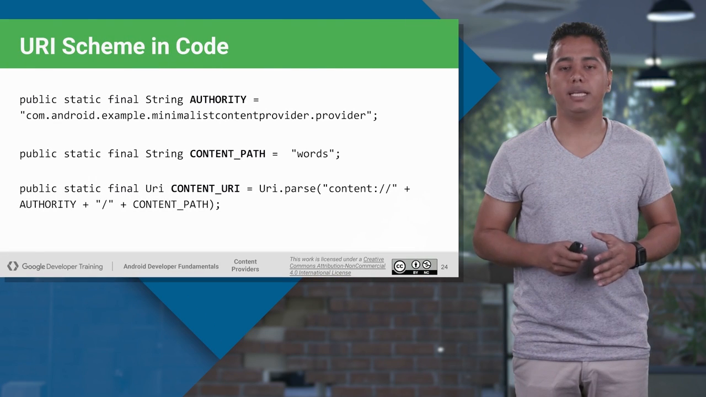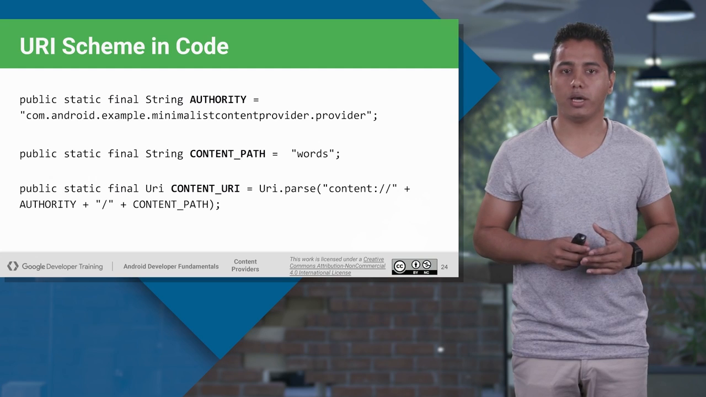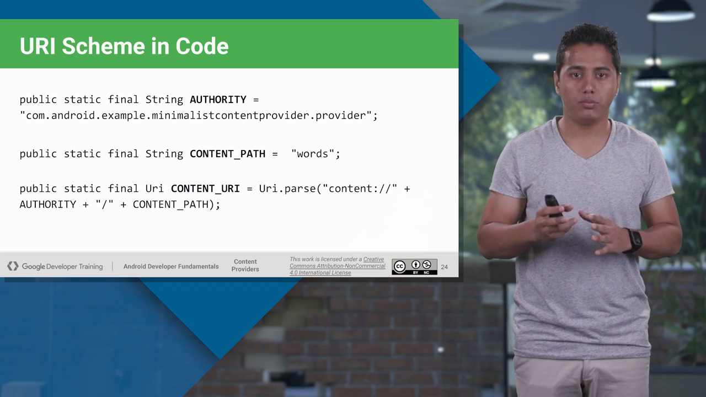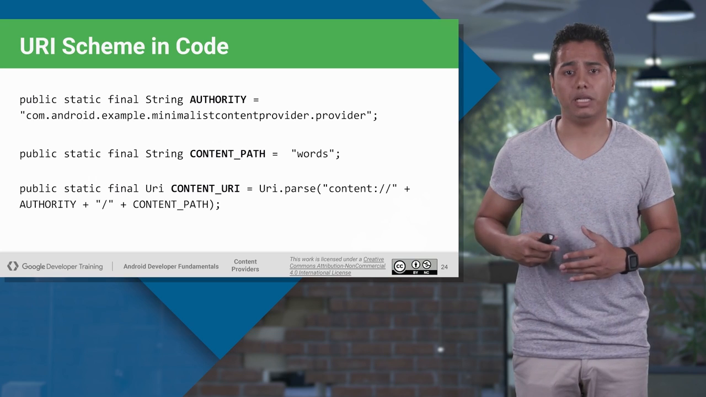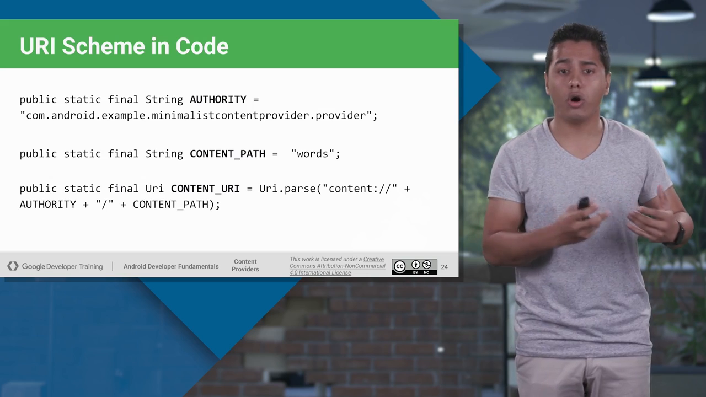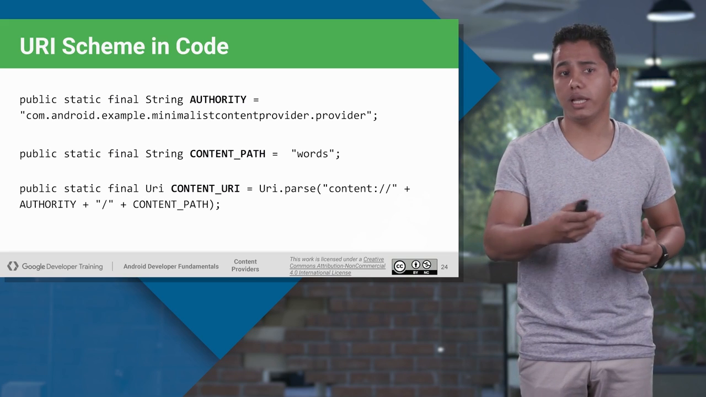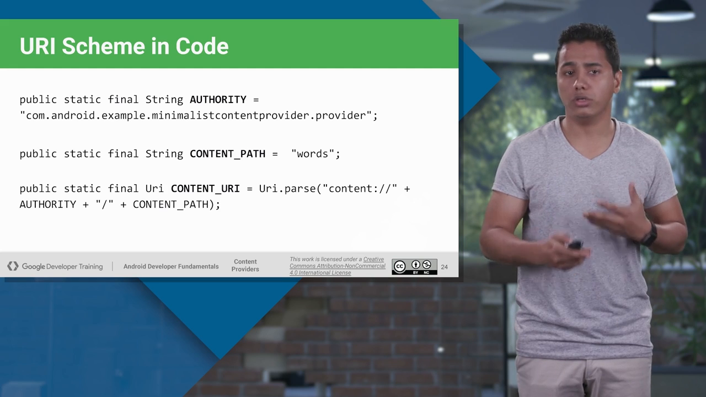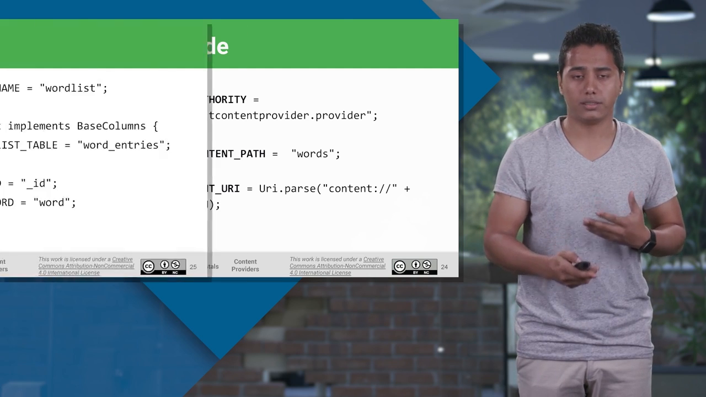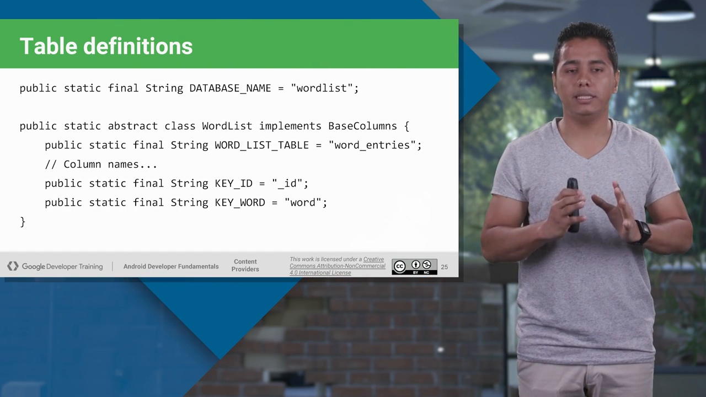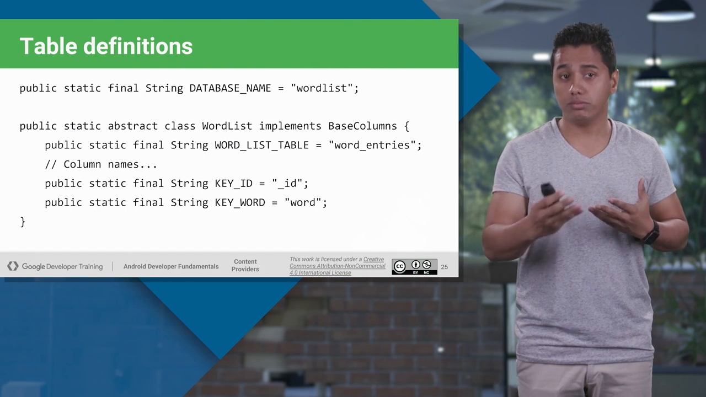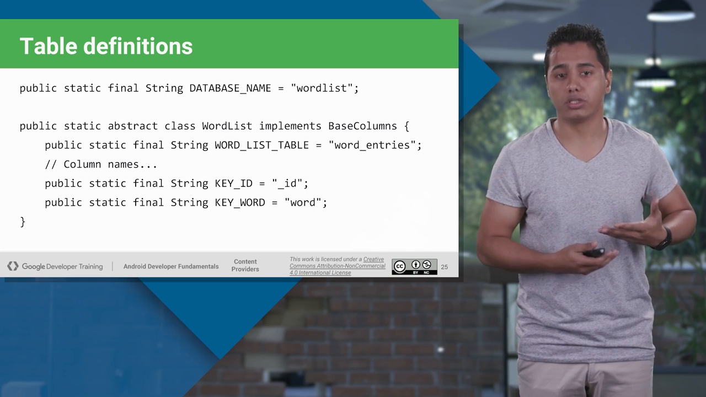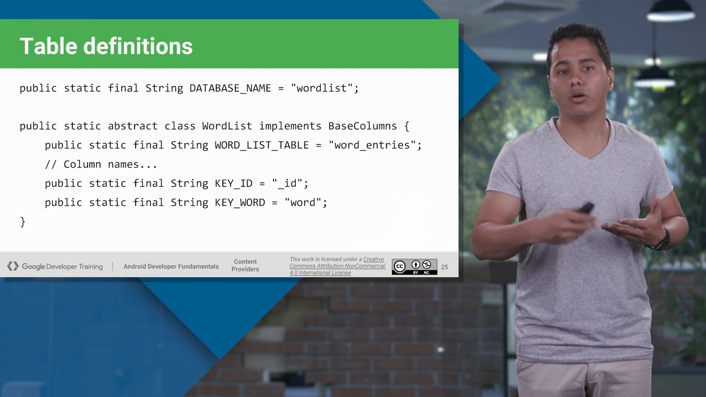You can also provide some constants inside the contract class itself. Let's say there is a database name; if you want to put it as a constant at the top, you can do that too. Or if you want to provide the table name as a constant, you can put that too. Or the columns also, so that you can access them directly whenever you need them throughout the whole content provider class. You can also provide constants for your table definition, like the database name, table name or column names, so that you can use them later on in the class.